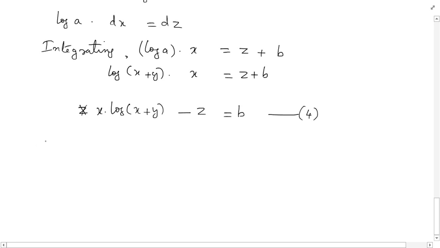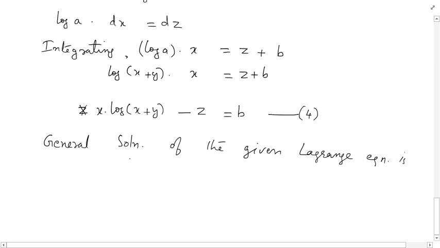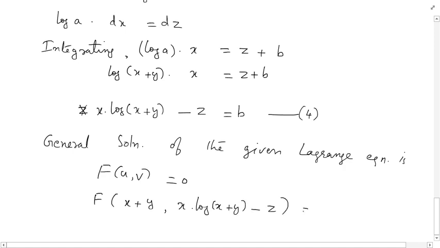Therefore, by the theorem, the general solution of the given equation, that is the given Lagrange equation, is f of u, v equal to 0, and u is x plus y and v is x into log (x plus y) minus z, equal to 0. So this is the general solution.